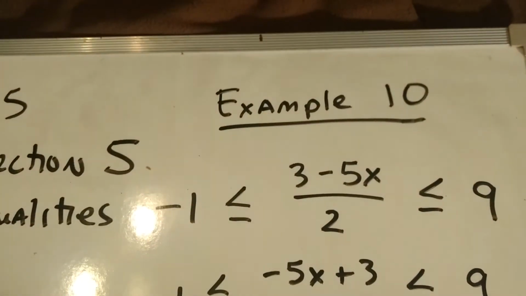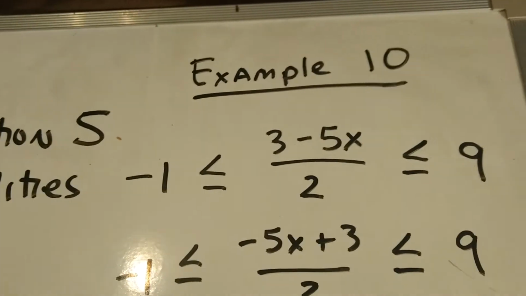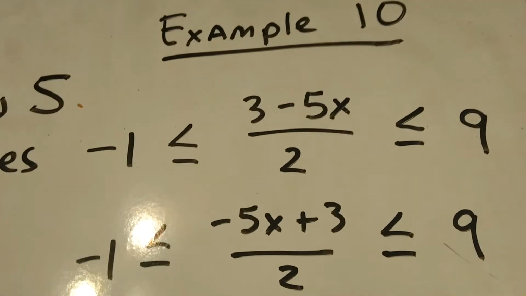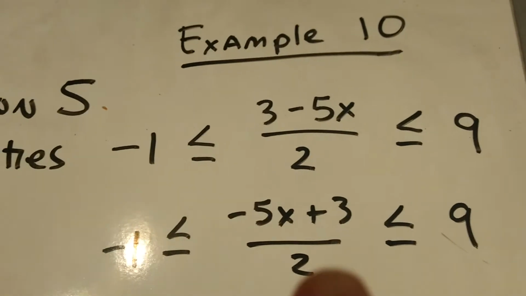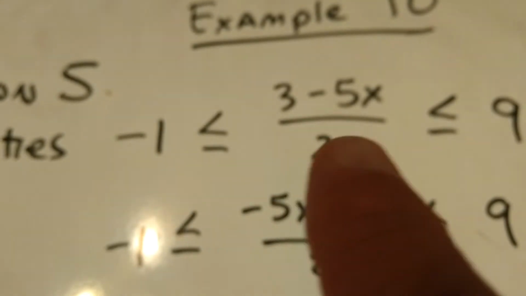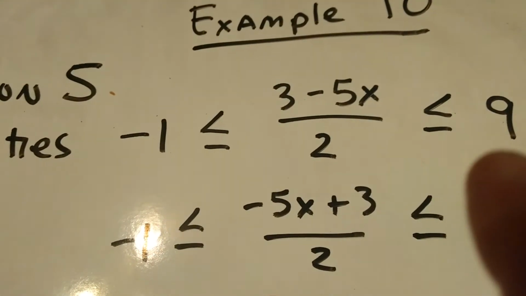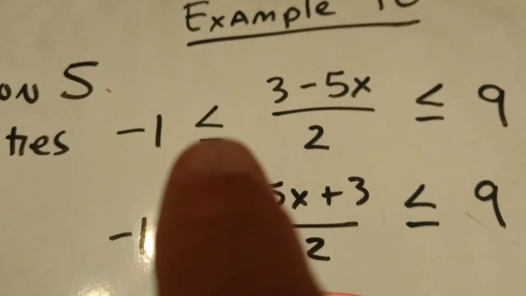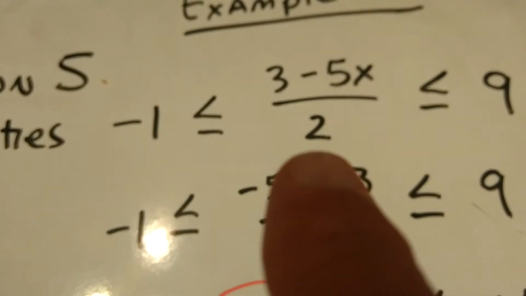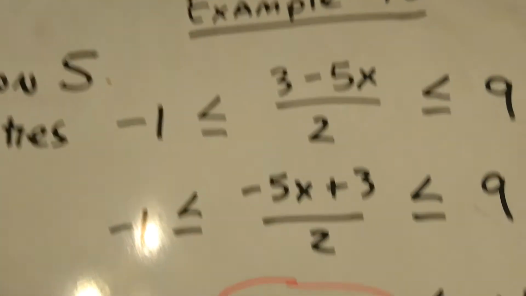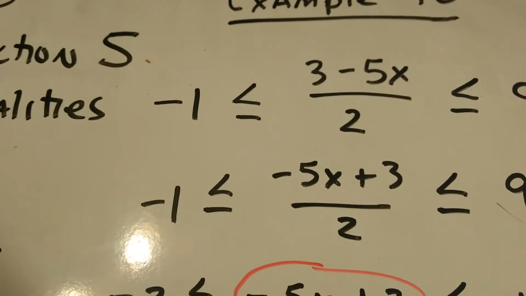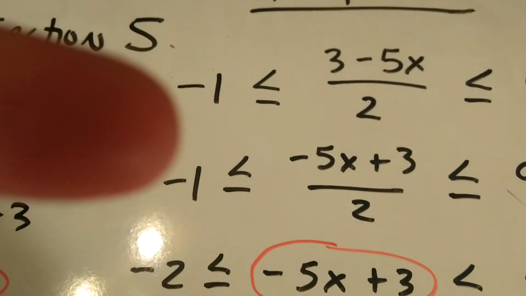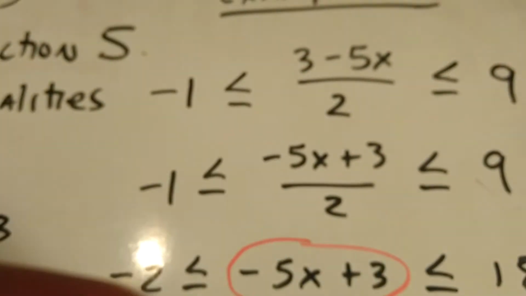This is example problem 10. And notice this is a different notation. This is actually a compound inequality, and the reason it's compound is because we have two inequalities in one. It says negative 1 less than or equal to 3 minus 5x over 2 less than or equal to 9. Whenever you have a compound inequality, it's always written in terms of less than or equal to, never greater than or equal to, because graphs are always read coming from the left, going to the right. So they're always read by the lesser value going to the greater value.